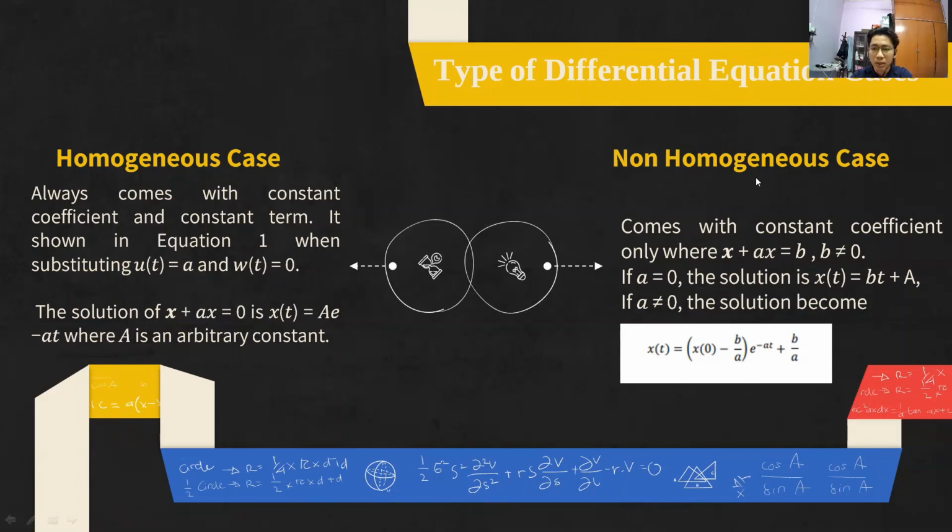Next one is the non-homogeneous case. For this case, it comes with a constant coefficient only, where x' plus ax equal to b, current GDP plus a and previous GDP equals b, where b is not equal to 0. If a is equal to 0, the solution is x(t) equal to bt plus c. Meanwhile, if a is not equal to 0, the solution will become x(t) equal to (x0 minus b over a) times exponent negative at plus b over a. That's all from me. Thank you.